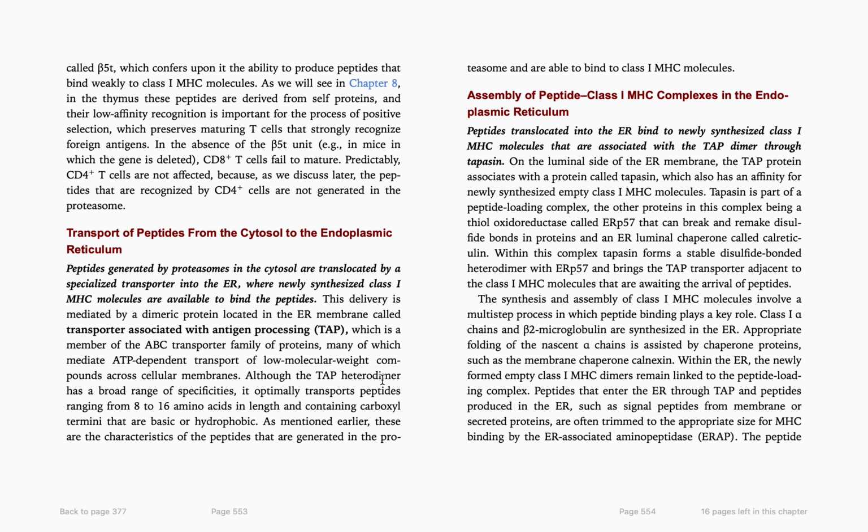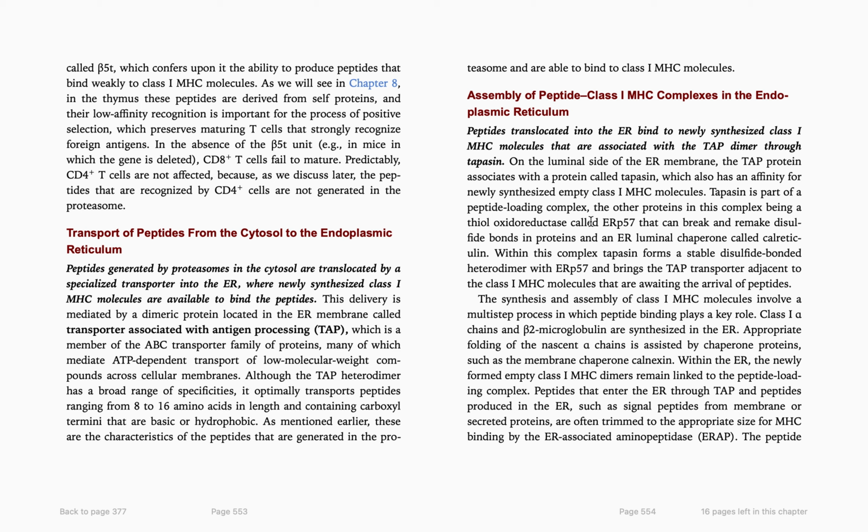Although the TAP heterodimer has a broad range of specificities, it optimally transports peptides ranging from 8 to 16 amino acids in length and containing carboxyl termini that are basic or hydrophobic. As mentioned earlier, these are the characteristics of peptides that are generated in the proteasomes and are able to bind to class 1 MHC molecules.